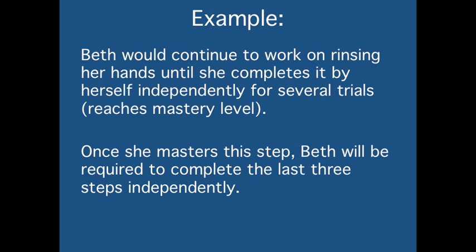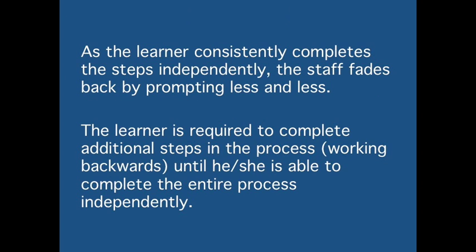Beth will continue to work on rinsing her hands until she completes it by herself independently for several trials, and she reaches mastery criteria. Once she masters a step, Beth will be required to complete the last 3 steps independently. As the learner consistently completes the steps independently, the staff will fade back by prompting less and less. The learner will be required to complete additional steps in the process, working backwards until he or she is able to complete the entire process independently.